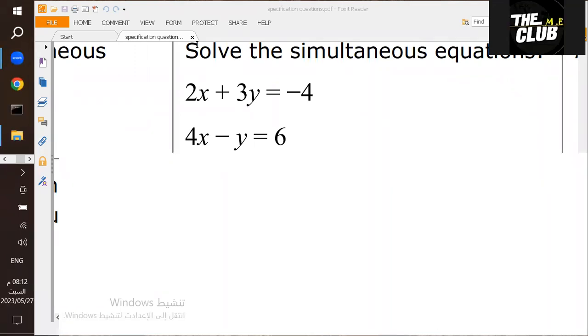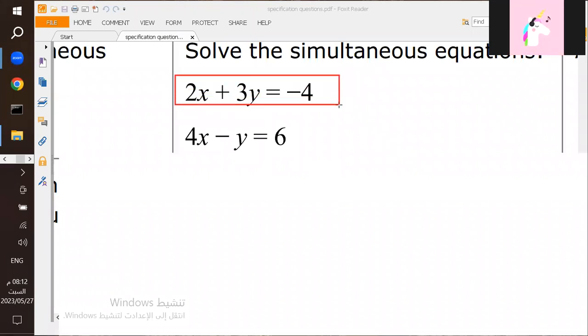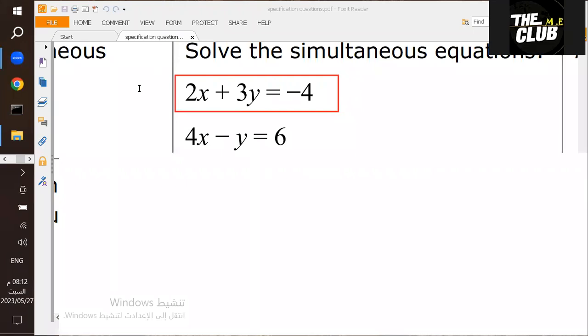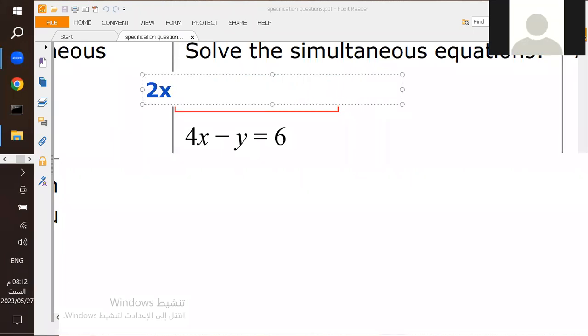Why make it hard? It's up to you, but that's the easy way to do it. Multiply the top by 2. Just multiply this by 2, yeah. You don't have to multiply both of them.